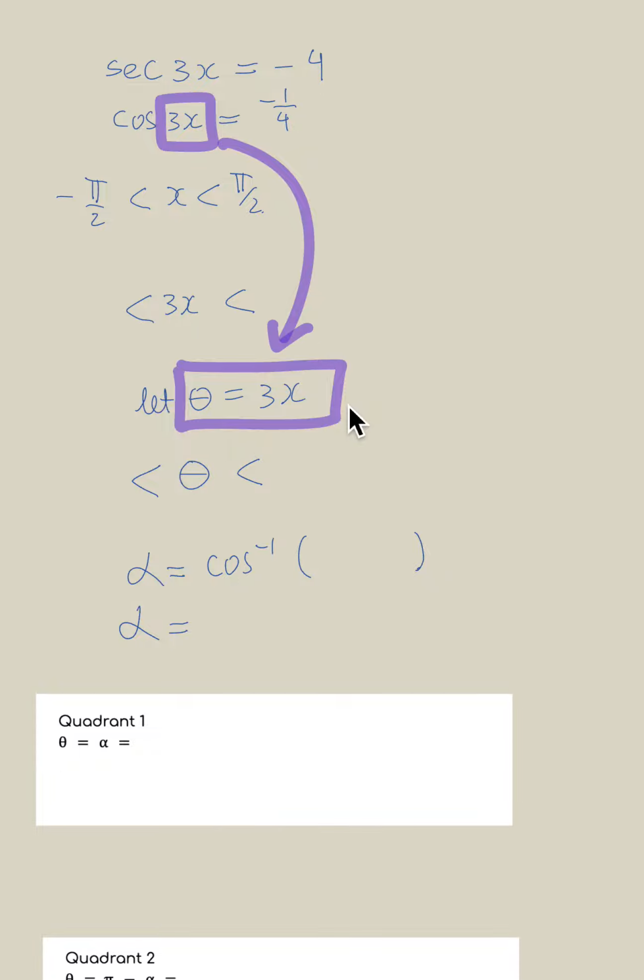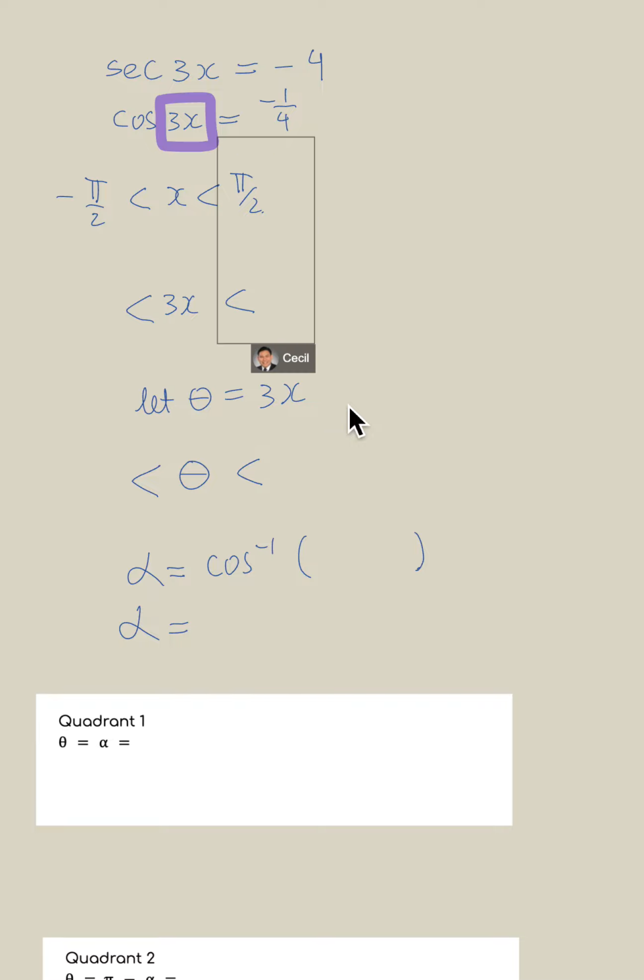Do you have to use theta? No. You can use any variable you like. You can call it a, or you can call it gamma or something. But I like to use this one.